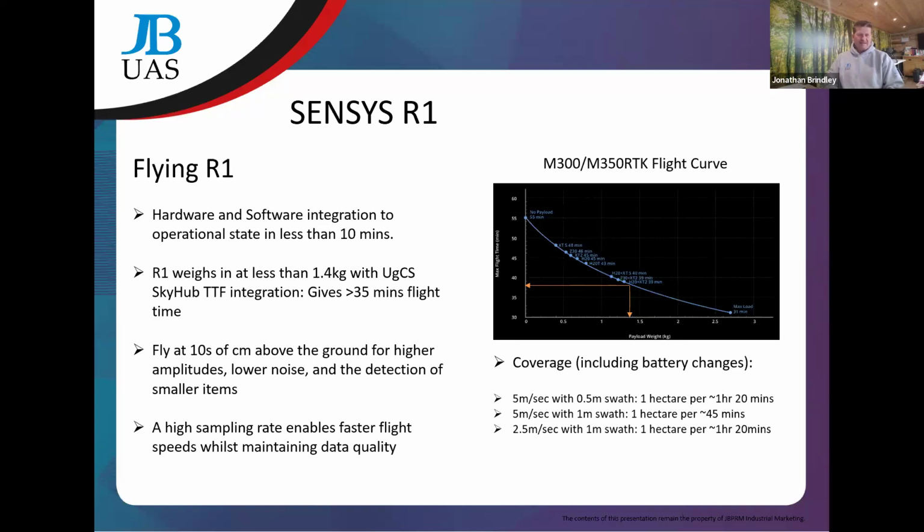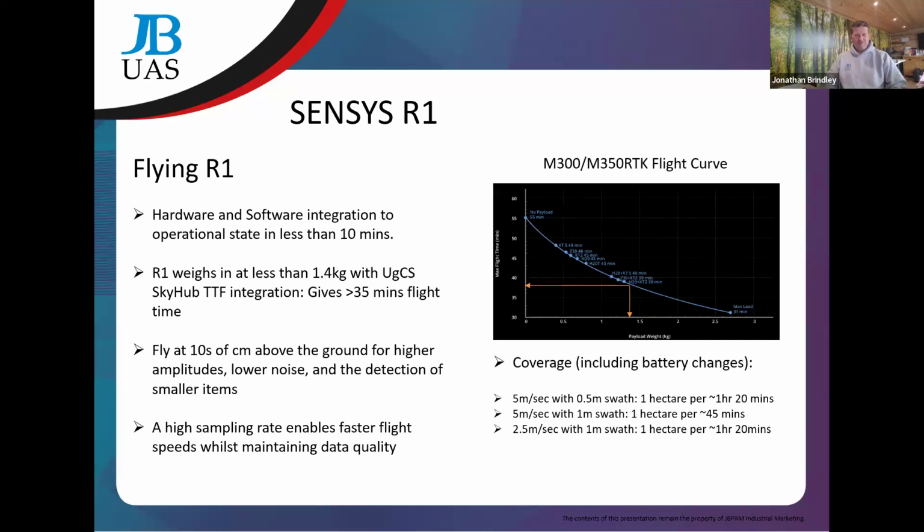The R1 weighs in fairly light, even with the UgCS SkyHub TTF integration, which gives it a 35-minute flight time. That is actually very realistic. Work off 35 minutes. I mean, if it's gusty conditions, then it might be a little bit different. But if you've got some slight breeze or whatever, you should manage 35 minutes without a problem.